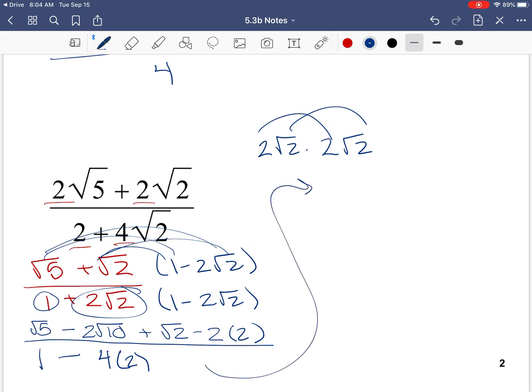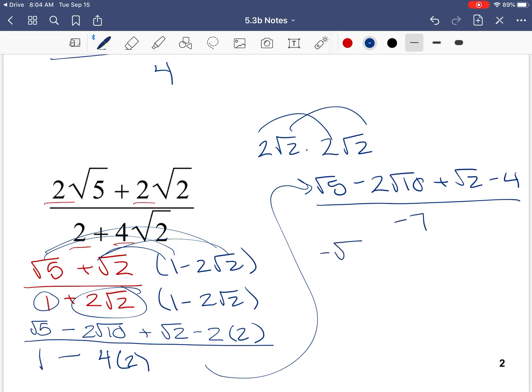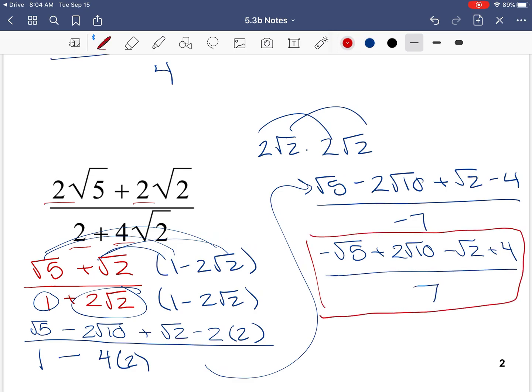So now if I come up here and simplify wherever possible, root of 5 minus 2 root of 10 plus root of 2 minus 4. There's no like radicals, so I can't combine. Over 1 minus 8 is negative 7, and just divide the negative through. So negative root of 5 plus 2 root of 10 minus root of 2 plus 4 all over 7. That is our final answer.